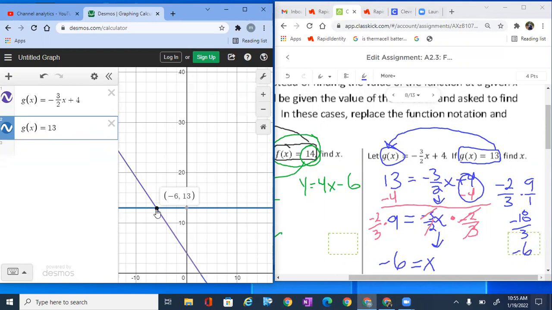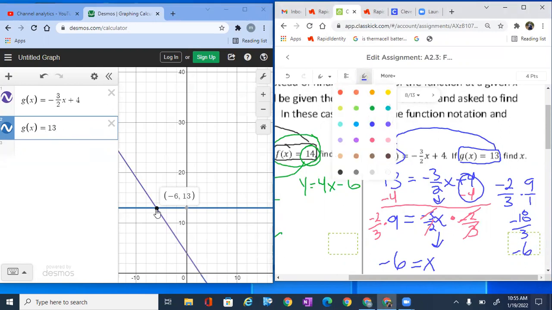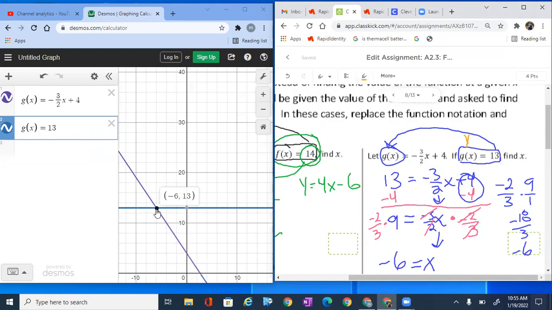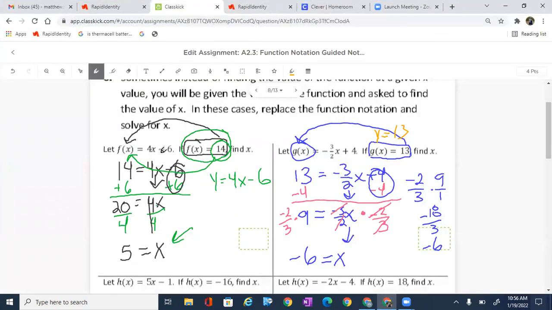And once again, we can also go ahead and state that this is the same as saying y equals 13. So let's go ahead here. Let's type in y equals 13 just to verify that works as well. Click on there and we get negative 6. All right, I hope that helps with using function notation in order to solve for our input value, which is our x.